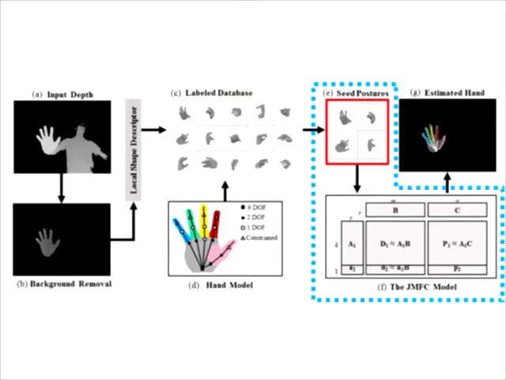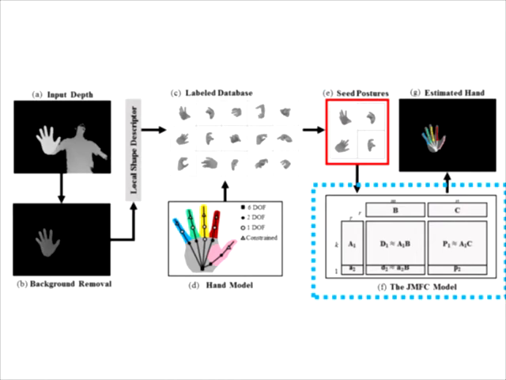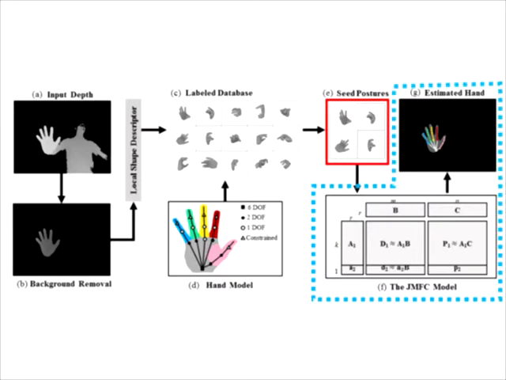These nearest neighbor depth maps serve as seed postures to the JMFC model and are pre-indexed with their corresponding hand pose parameters. The JMFC model estimates the unknown pose parameters by optimizing an objective function. We use a fast alternating least squares method for the optimization, followed by imposing kinematic constraints to finally output the correct hand pose.